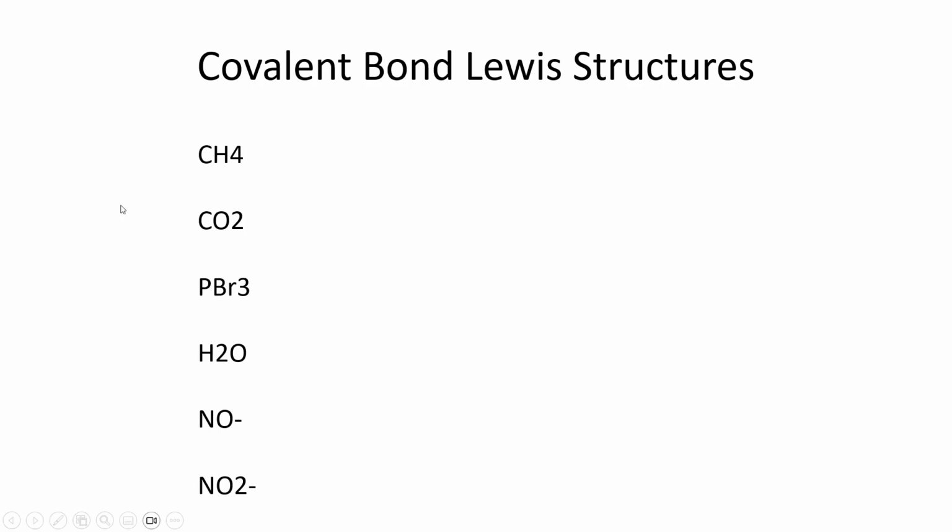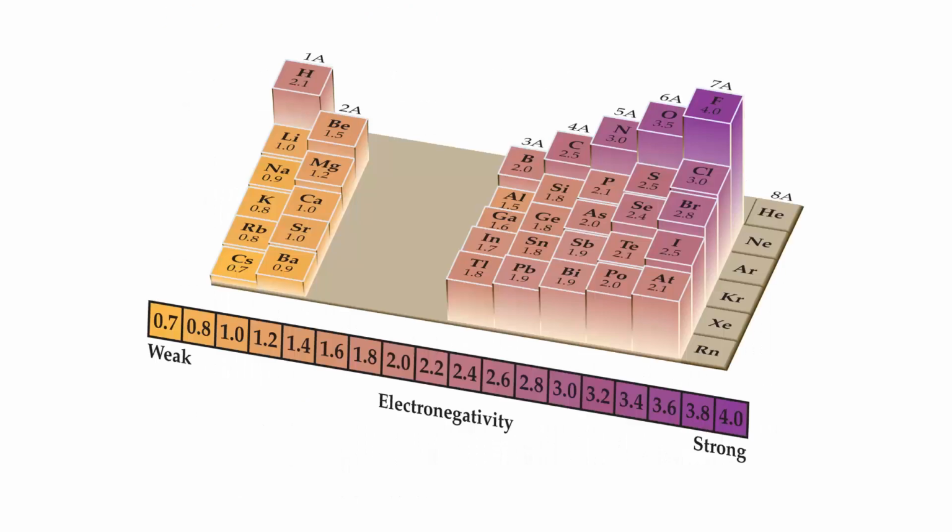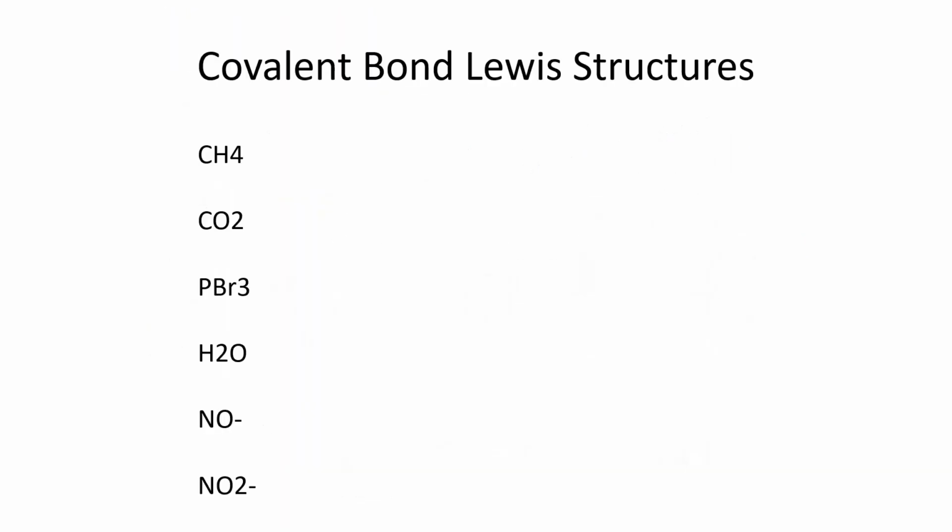So with this first one, we have CH4. That means we have 1 carbon and 4 hydrogens. Typically, we want to put the most electronegative element in the center. So looking at our table of electronegativity, we want to put the one that's of highest electronegativity in the center. Another thing we can say is that the one with the lowest quantity goes in the center, and all the other ones are going to go around it. So CH4, we're going to put our carbon in the middle.